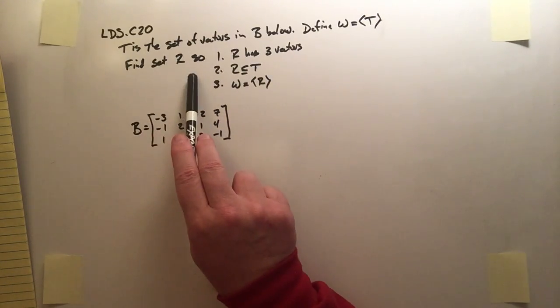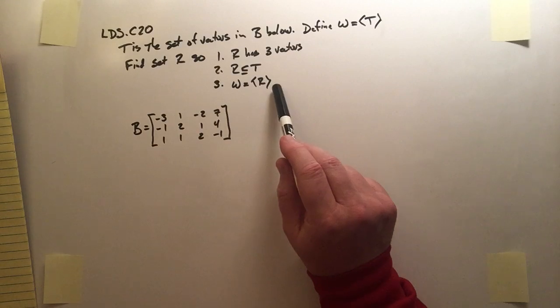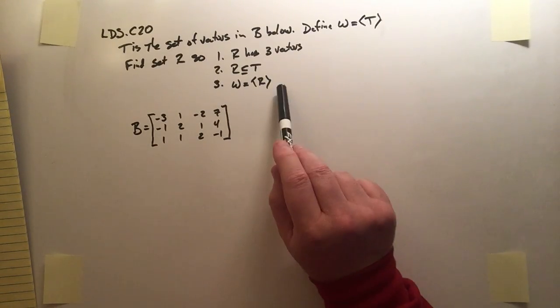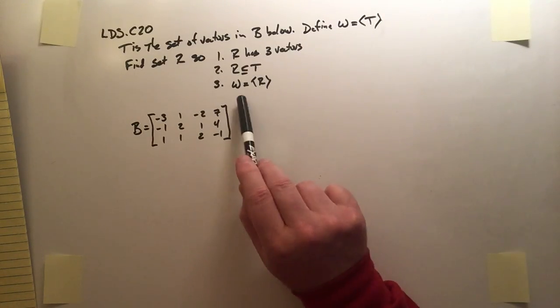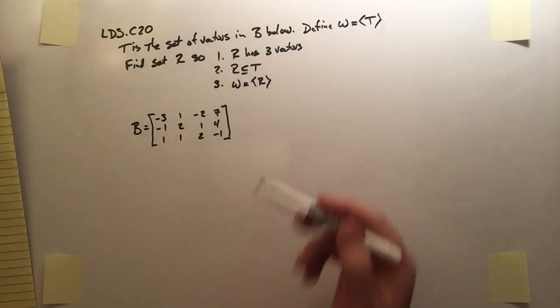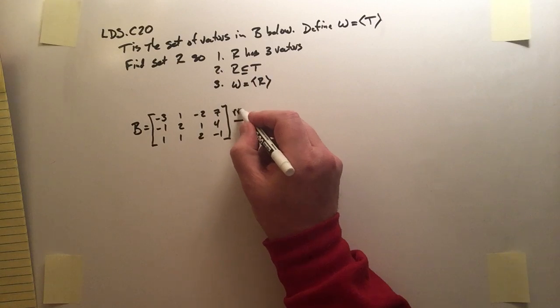And then we want to find another set of vectors R that's a subset of T that has three vectors in it, so that it produces the same span, so that the span of R and the span of T are basically the same, that they produce the same linear combination span, W. Okay, so to do that, we're first going to have to find B in reduced row echelon form.